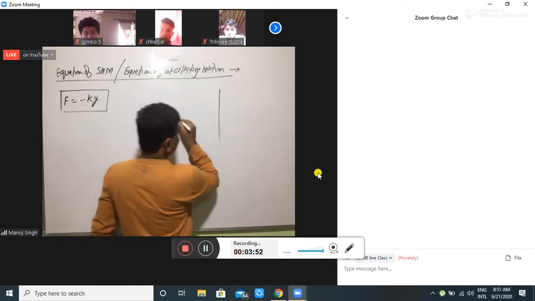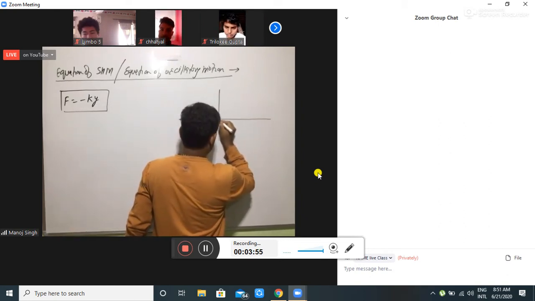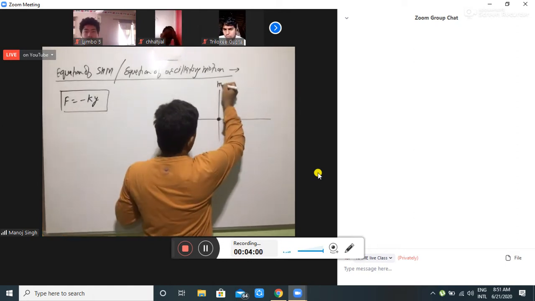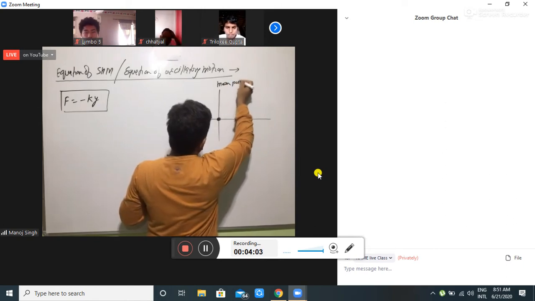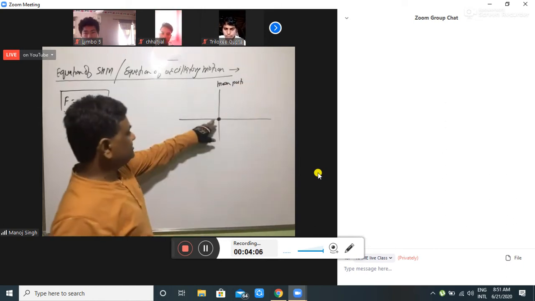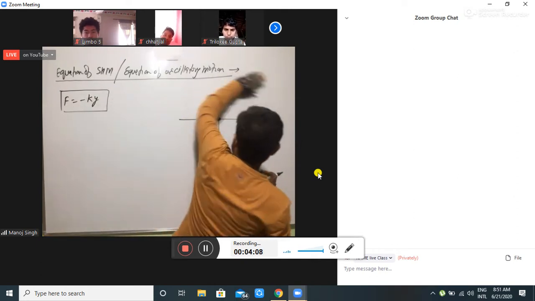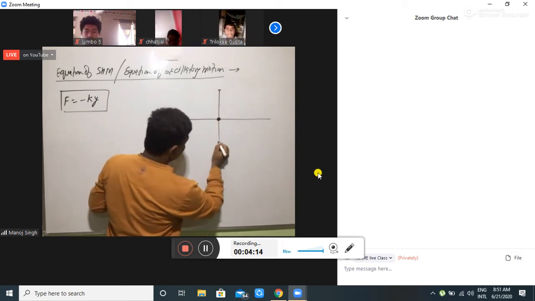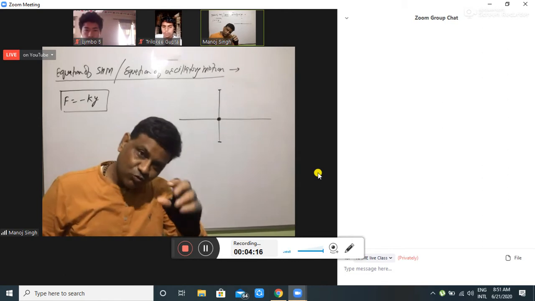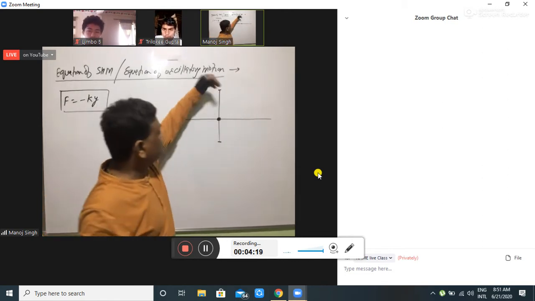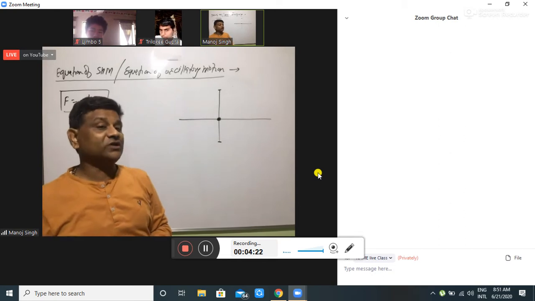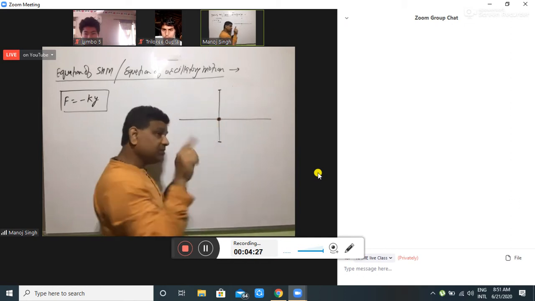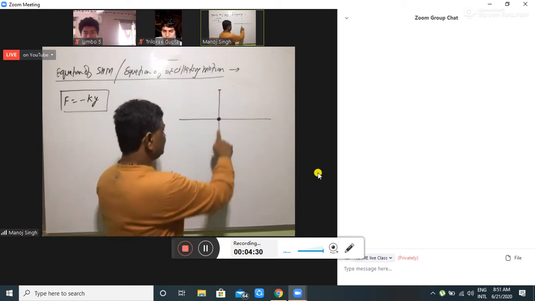Suppose here is a particle. This is the particle, and this is the mean position. This is the upper extreme position and this is the lower extreme position. So there are two extreme positions: one is the upper extreme position, another is the lower extreme position. The particle is oscillating about its mean position. So this is the particle at the mean position.